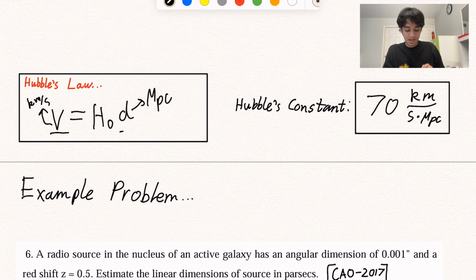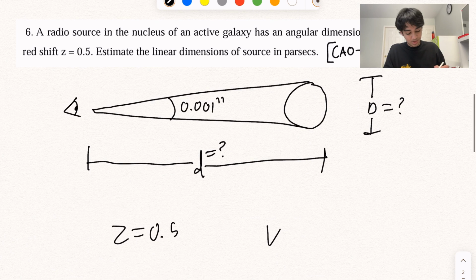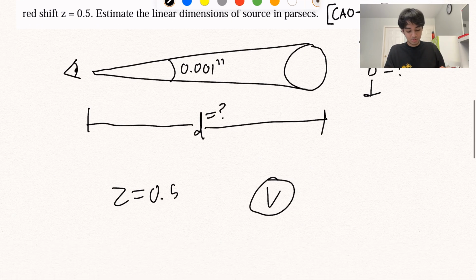If I have the velocity, I can find how far away it is. So I want to get myself to a position where I can figure out the velocity to figure out how far the distance is. After we figure out this distance, we can do some trigonometry to figure out the diameter of the galaxy. So that's how I'm thinking about approaching it.